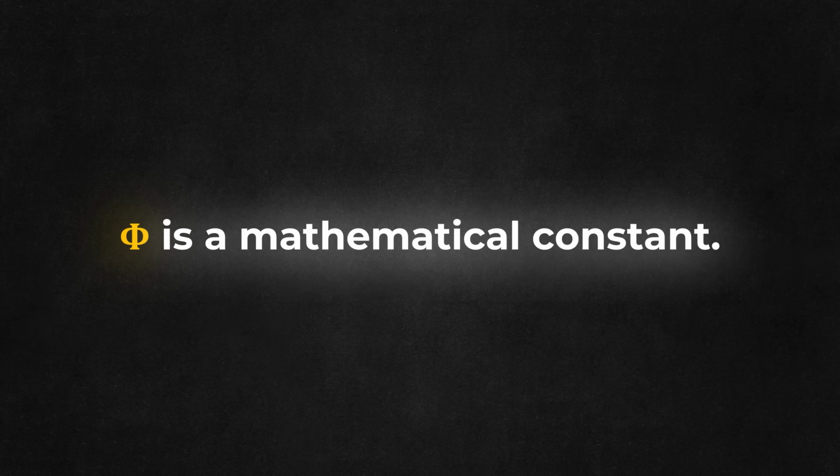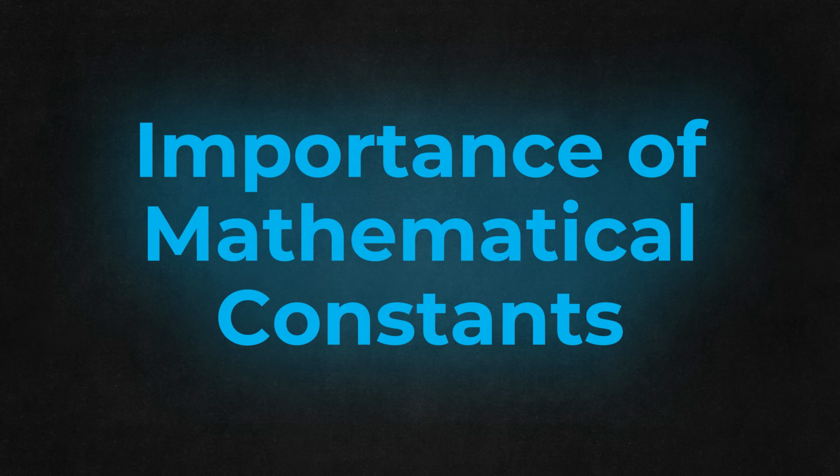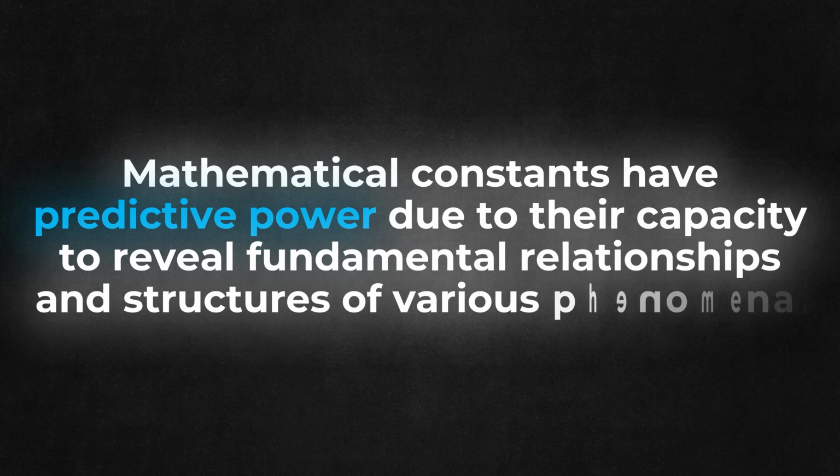So let's explore this idea a little more deeply. Mathematical constants such as phi are tremendously important because they reveal fundamental relationships and structures of various related and unrelated phenomena of the natural world, as well as mathematical theories, and because of that, mathematical constants have predictive power. The golden ratio appears in many different places of nature.